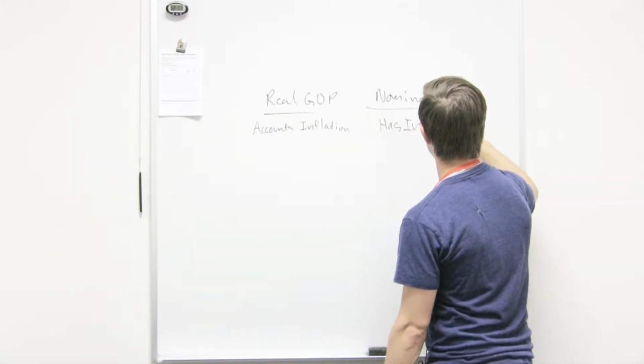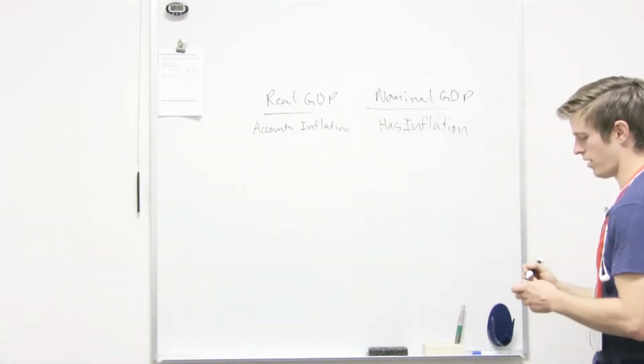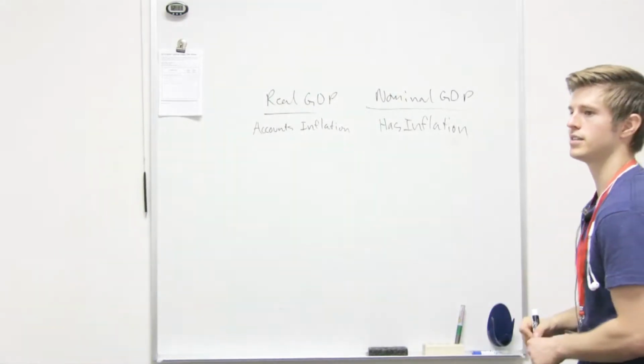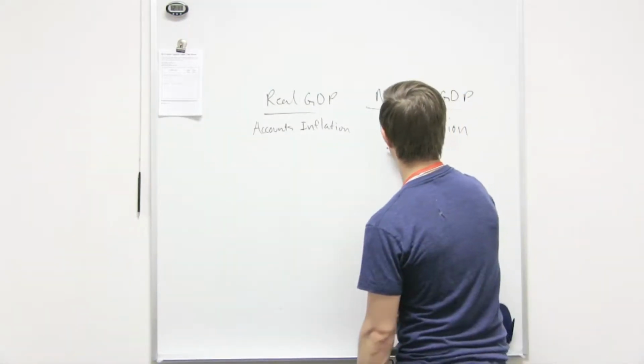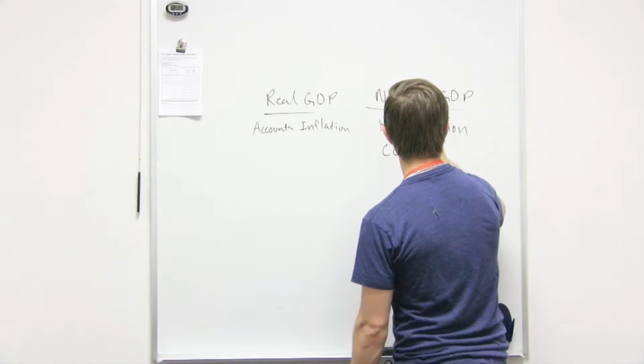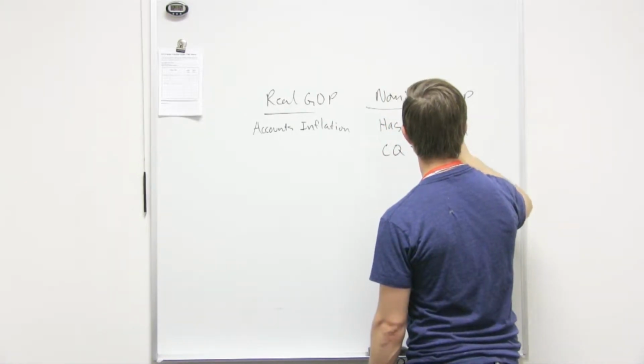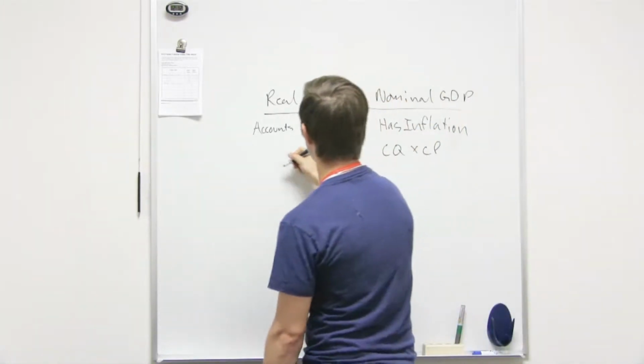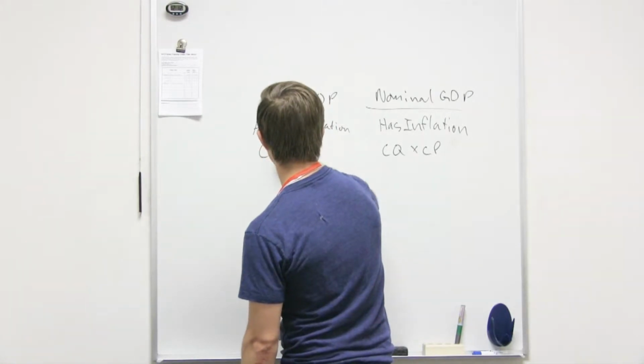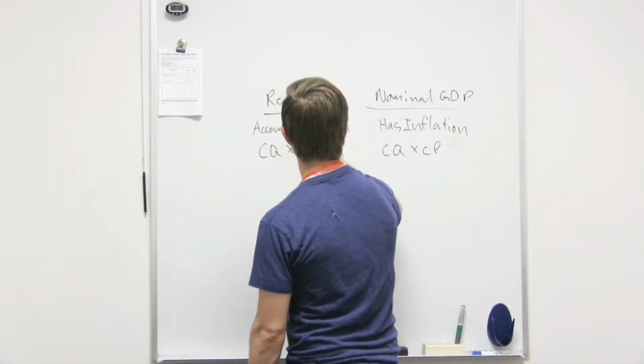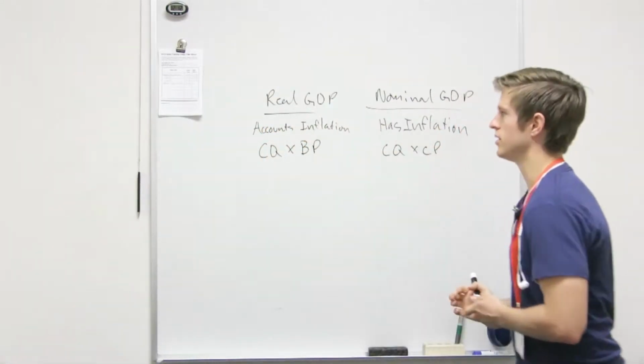So nominal GDP would be current year times current prices. Current production, current quantity times current prices. Real GDP takes current quantity times base prices.